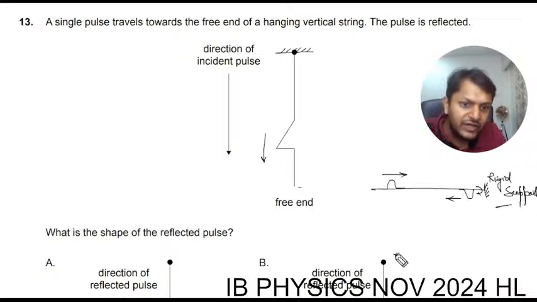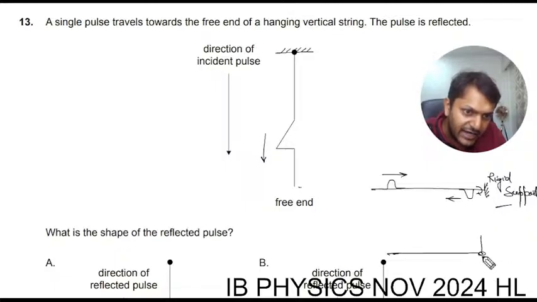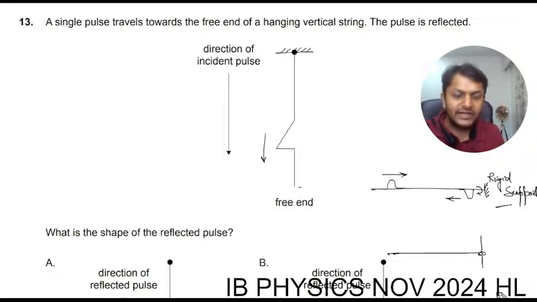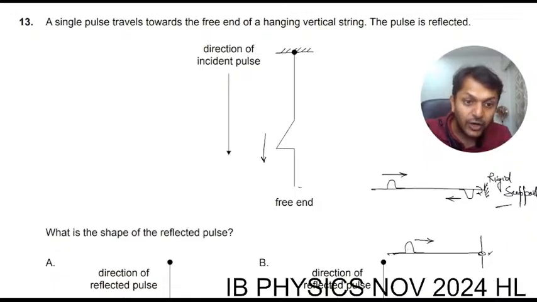Now what do you mean by free end? A free end has a ring, and this is a rod or a pole we can say, and this ring here is not restricted. It can move up and down like this, so it can do anything there. Let's say the wave is coming towards the right-hand side.